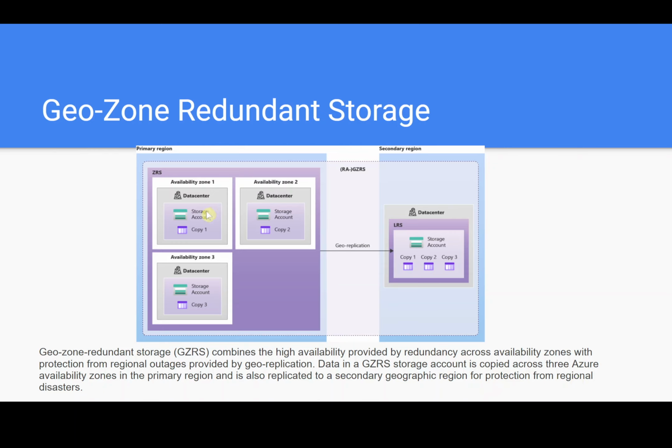So this is basically the same as geo-redundant storage in the sense that data is copied across regions. The difference is in the primary region: with geo-zone-redundant storage, there are copies across three different data centers in the primary region, but in the secondary region, it uses locally redundant storage, where there are three copies of your data, but it resides only in one single data center. So that's the difference here.